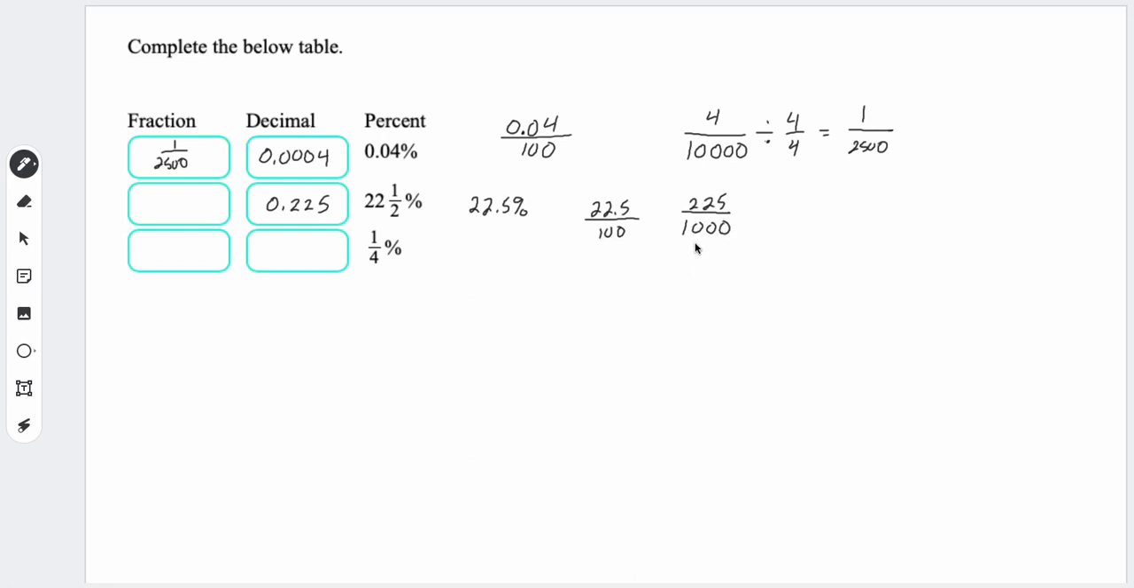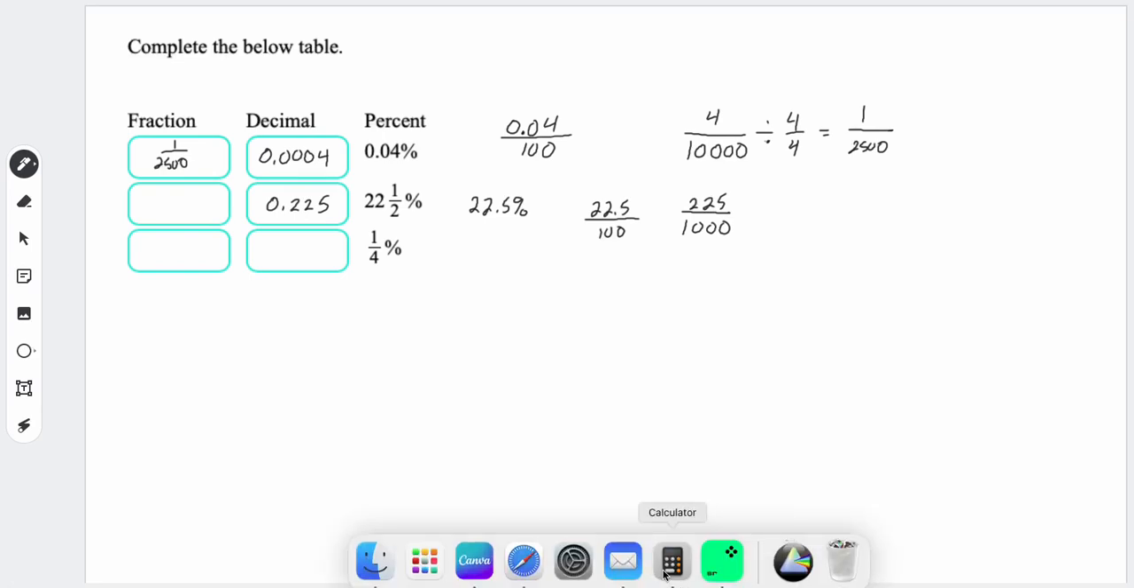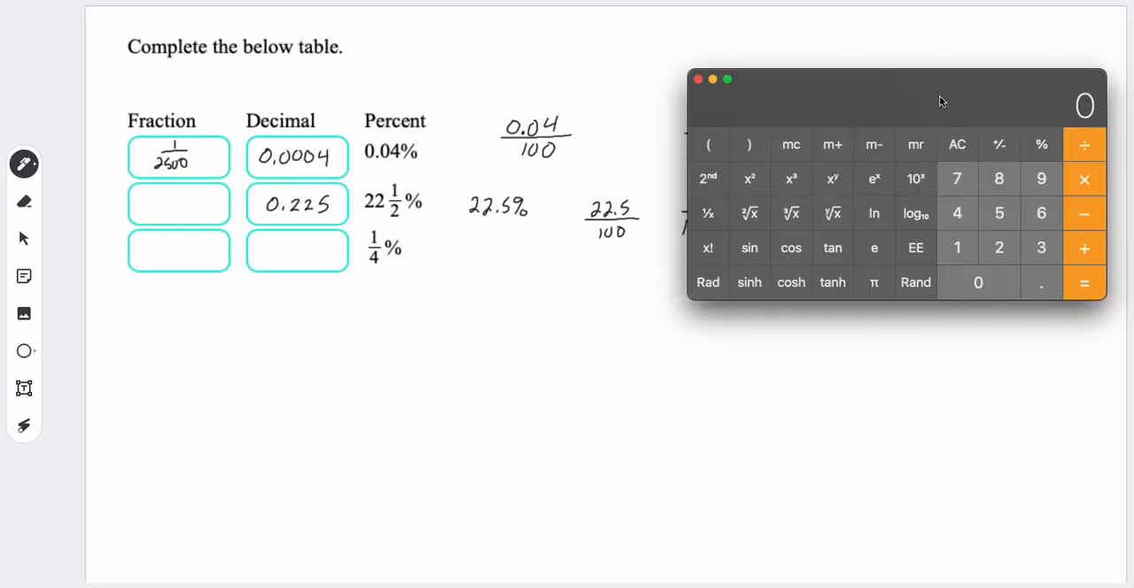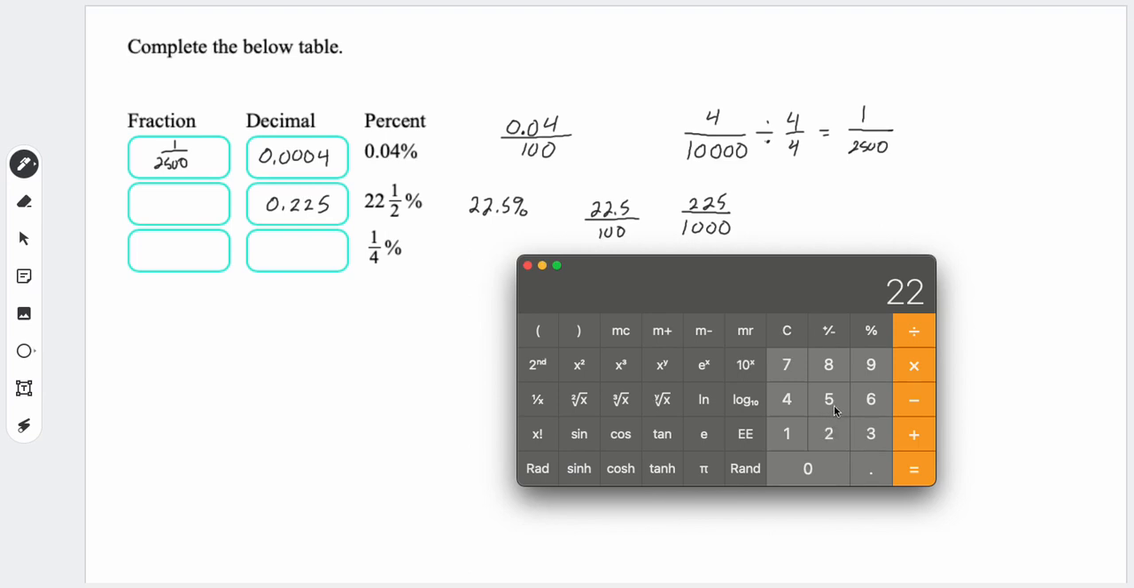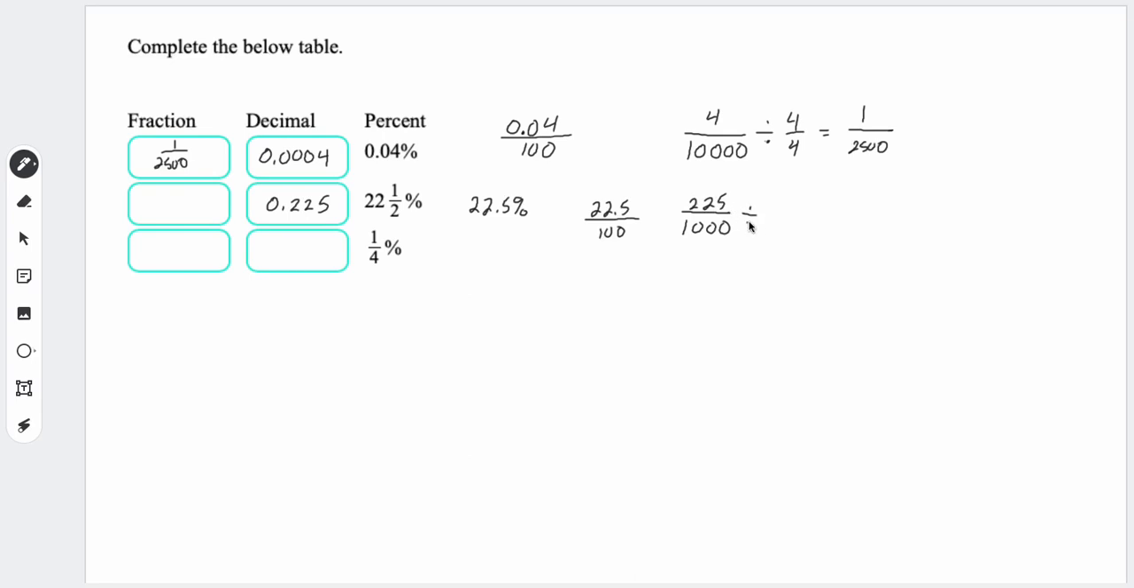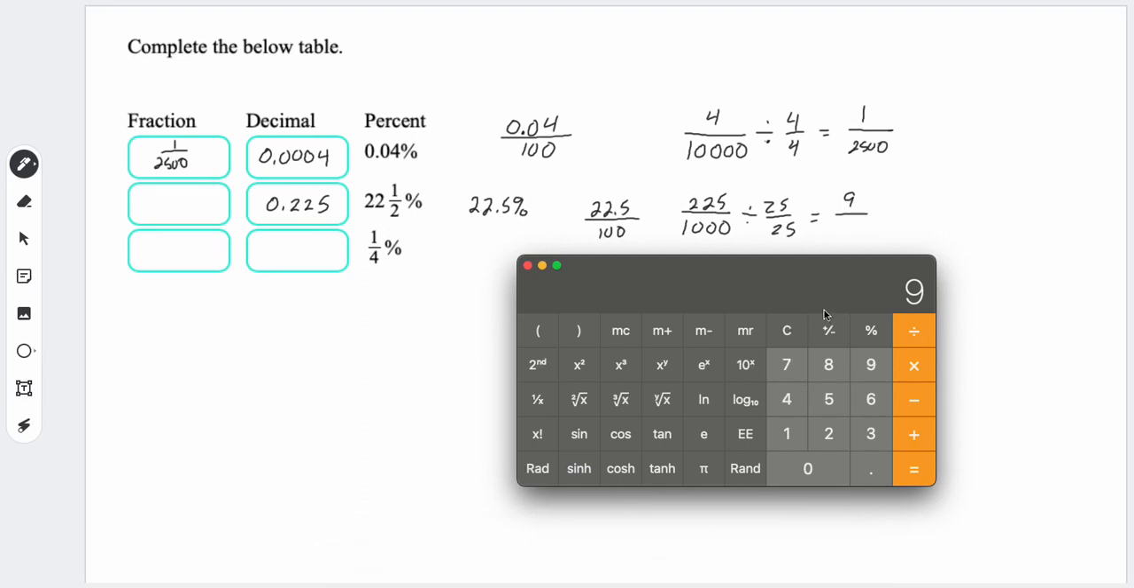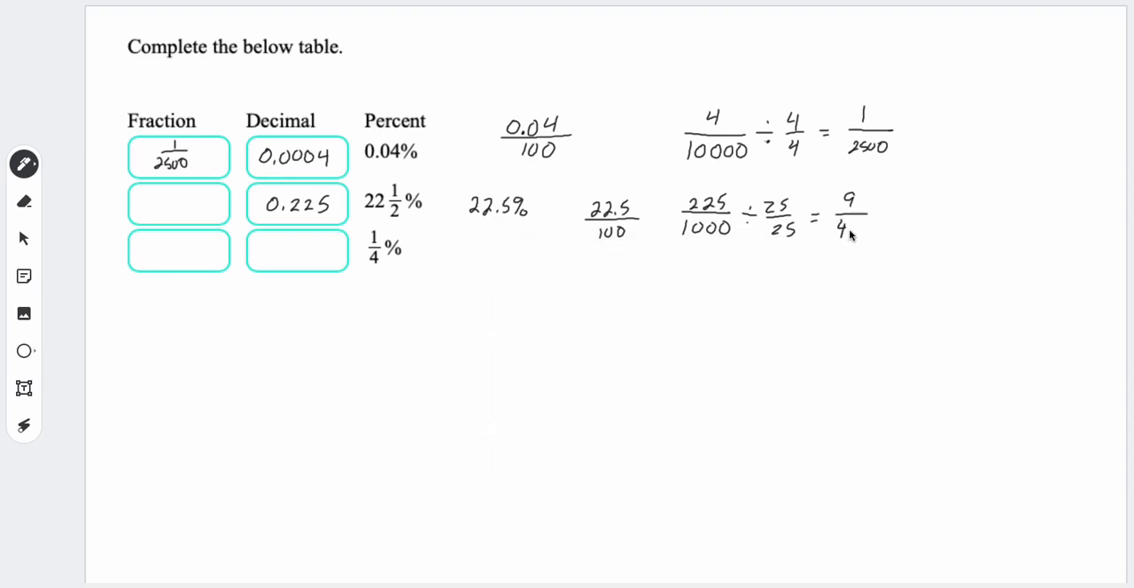Now we can reduce that, I believe, if we divide the top and the bottom by 25. Let's see. So 225 divided by 25 is 9. So that is divided by 25 over 25. So that's going to be 9 on the top. And let's see what the bottom is. 1,000 divided by 25 is 40. And that's as far as we can reduce that. So that is our fraction, 9 over 40.